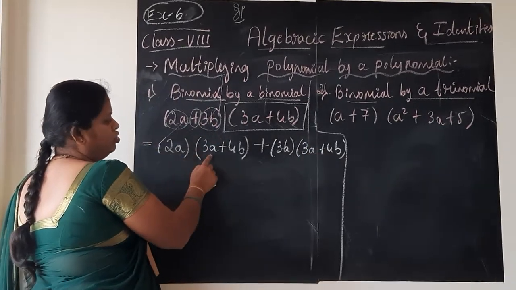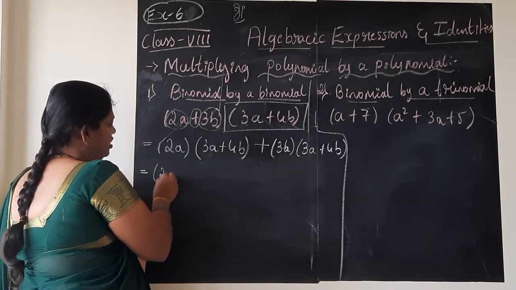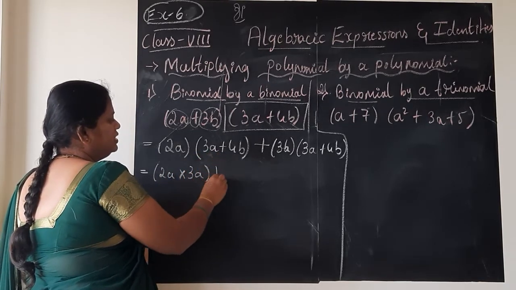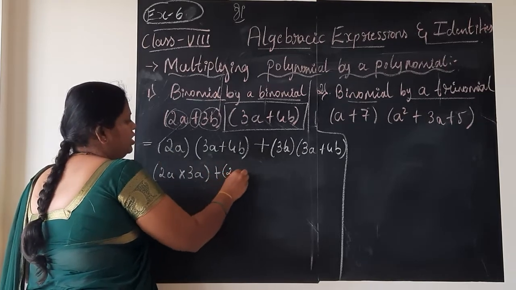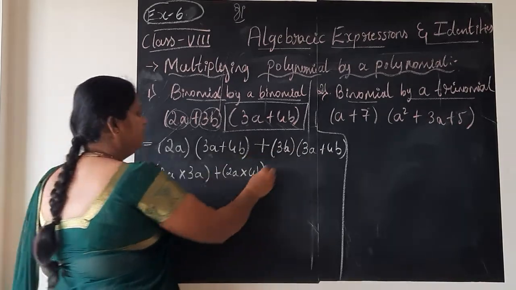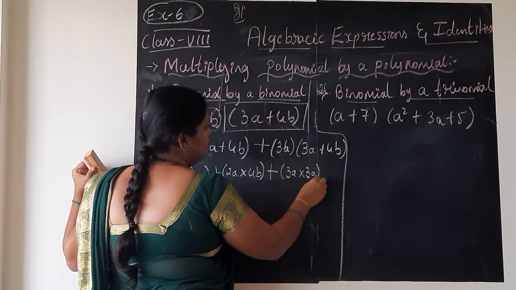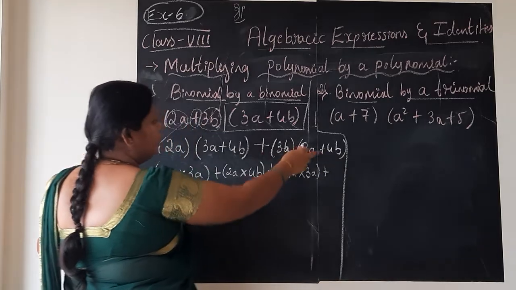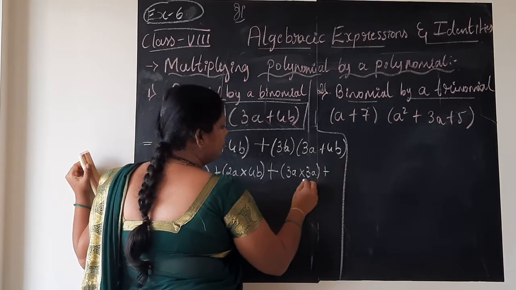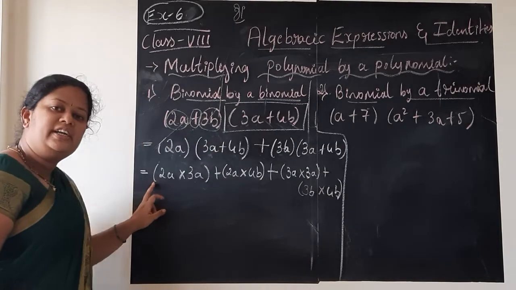After that, children, next is monomial into binomial as we all know how to do. So now 2a into the first term of the binomial 3a, plus sign is there, so plus again 2a into the second term 4b. Again one more step we will do. Again same, plus 3b into the first term of the binomial 3a, plus into plus is plus. Here you need to multiply the sign, children, be careful. This plus into this plus. 3b into 4b we got.